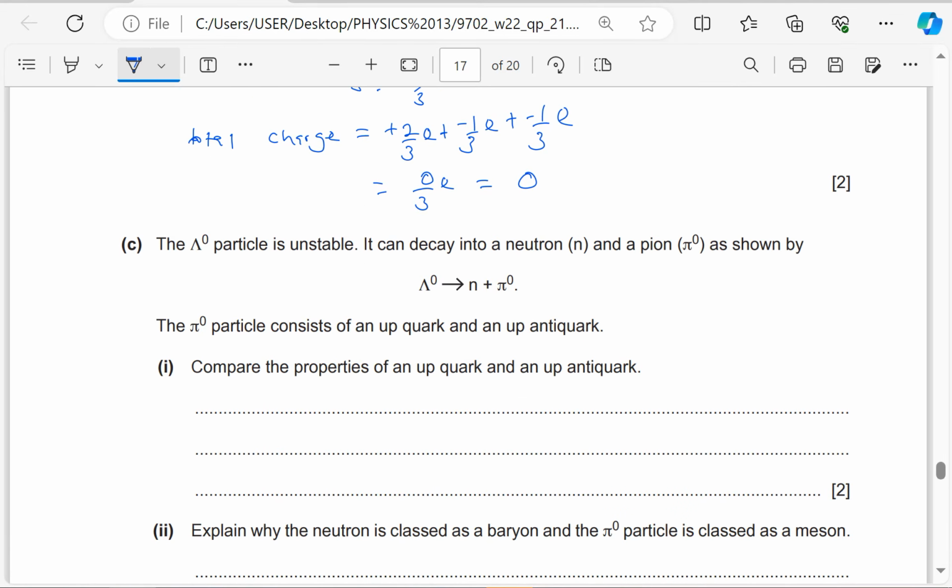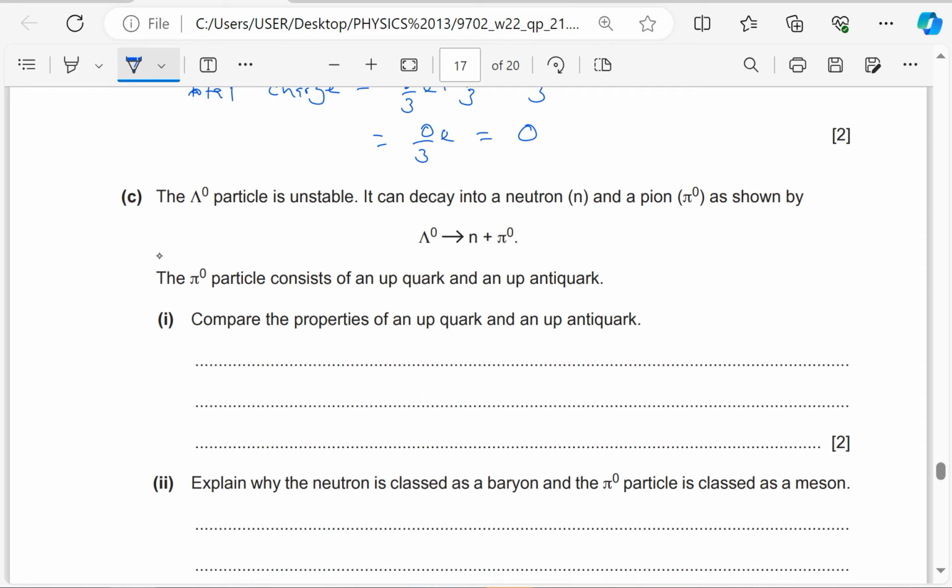Then the lambda particle is unstable. It can decay into a neutron and a pion, as shown by that equation. The pi 0 particle consists of an up quark and an up antiquark. Compare the properties of an up quark and an up antiquark. So you have to compare up. This is a particle, and the other is an antiparticle. First of all, they have equal masses. That's number one.